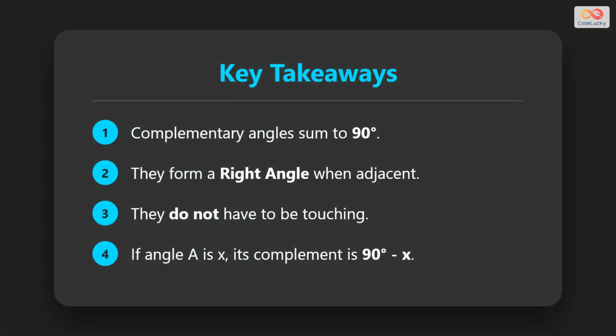Let's summarize. Complementary angles always add up to 90 degrees. They can be adjacent or separate. And remember, finding a missing complementary angle is just a simple subtraction problem from 90.